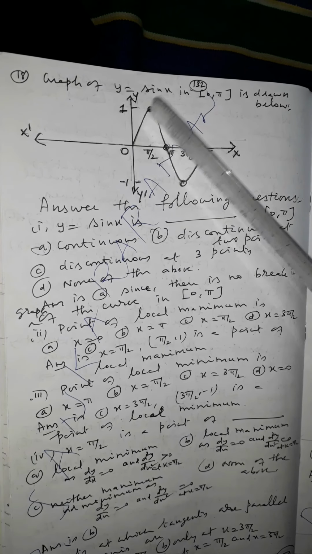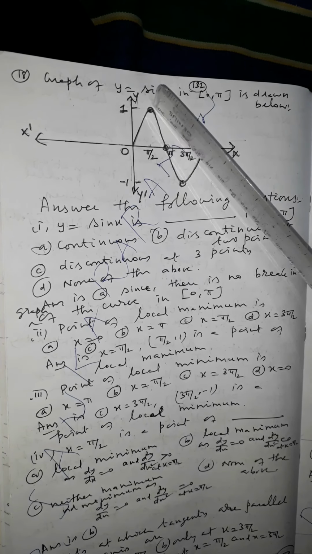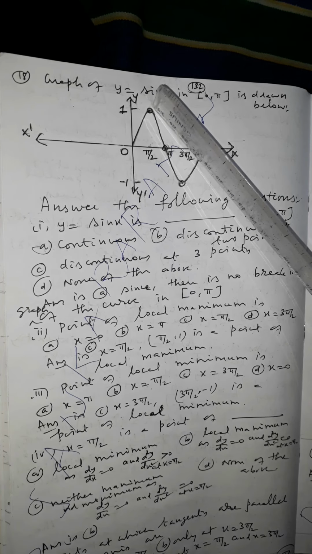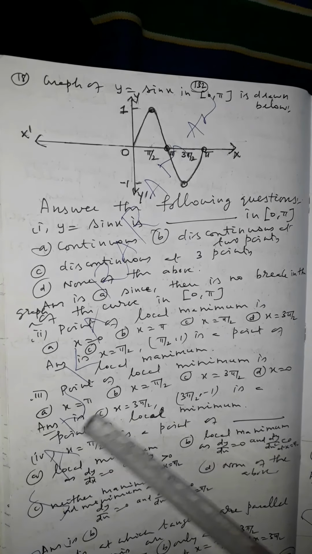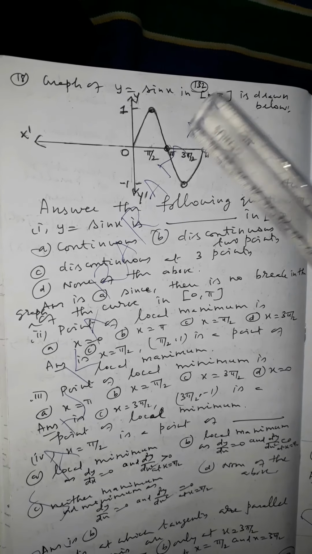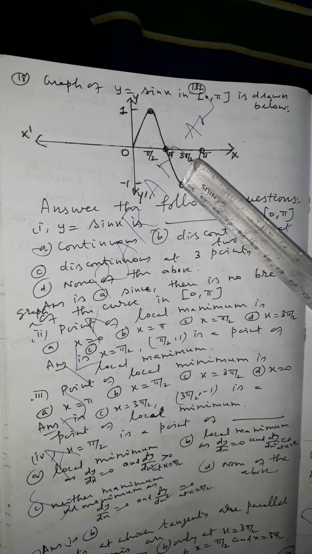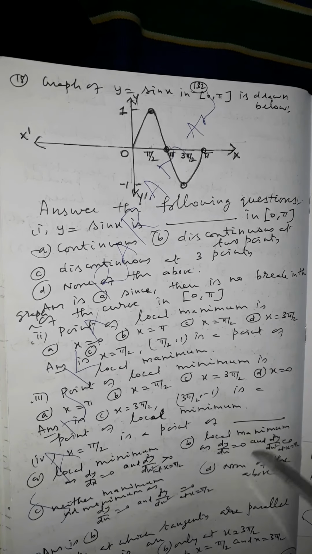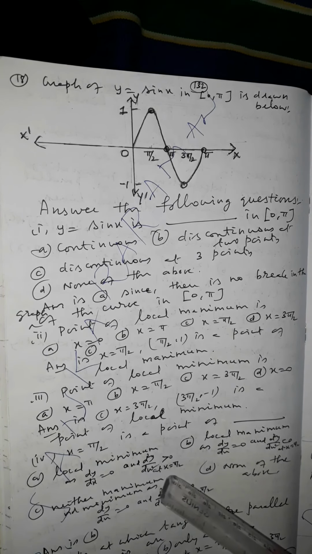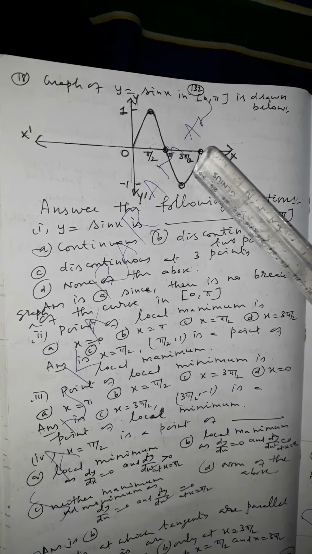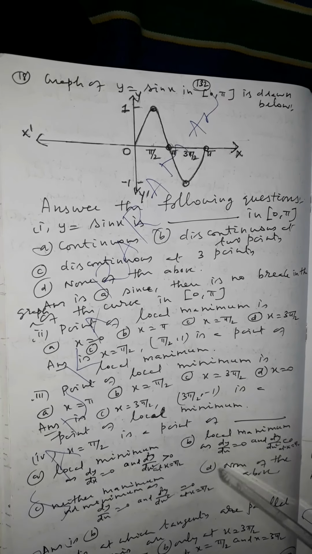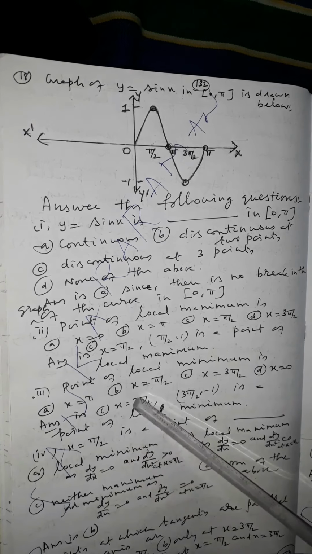Towards the left it increases, towards the right it decreases. Therefore the point pi by 2 comma 1 is a point of local maximum. Then subdivision 3, point of local minimum: here it decreases and then increases, it is the point 3 pi by 2 comma minus 1, a point of local minimum. Therefore answer here is C.